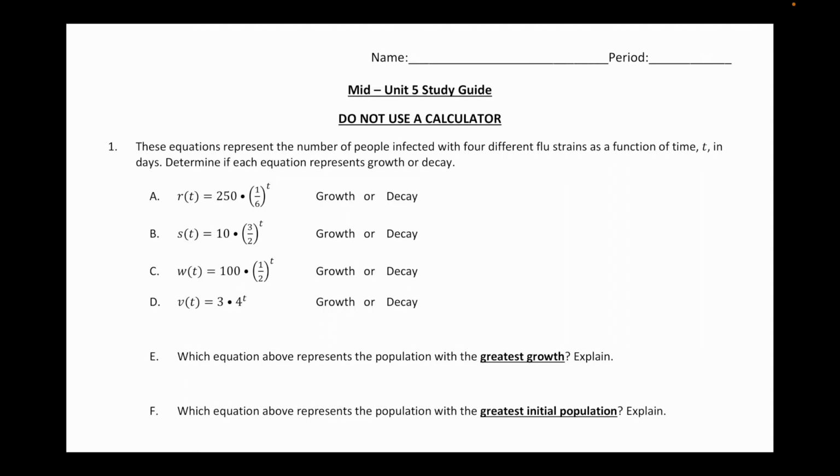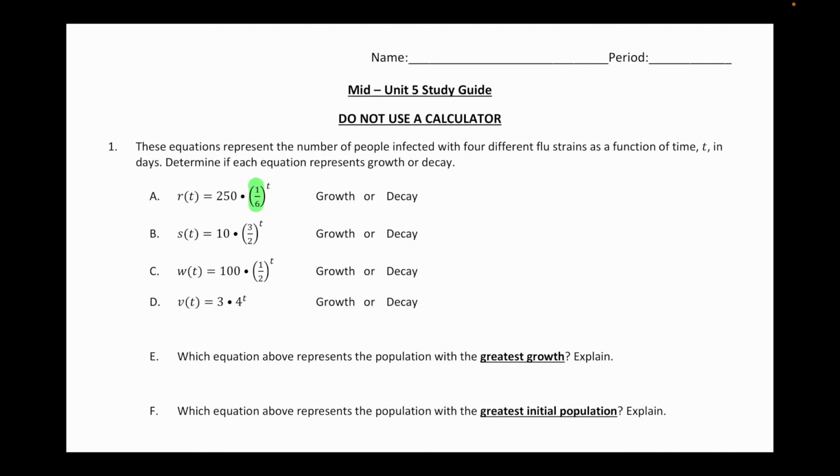So these equations represent the number of people infected with 4 different flu strains as a function of time t in days. We want to determine if each equation represents growth or decay. In order to determine that, we want to look at the growth factor. That is going to be all of these numbers in our parentheses here, but it's really any of the numbers that has the exponent on it. So I'm just going to highlight all of those.